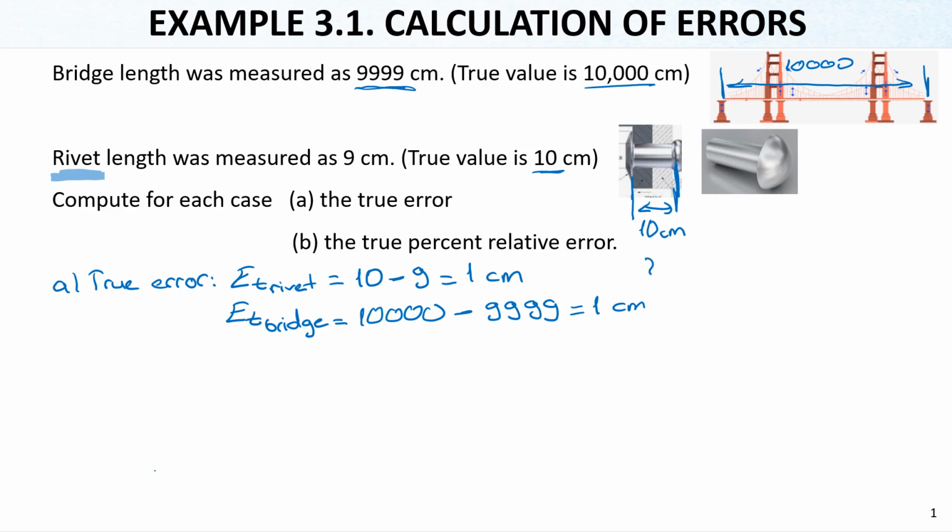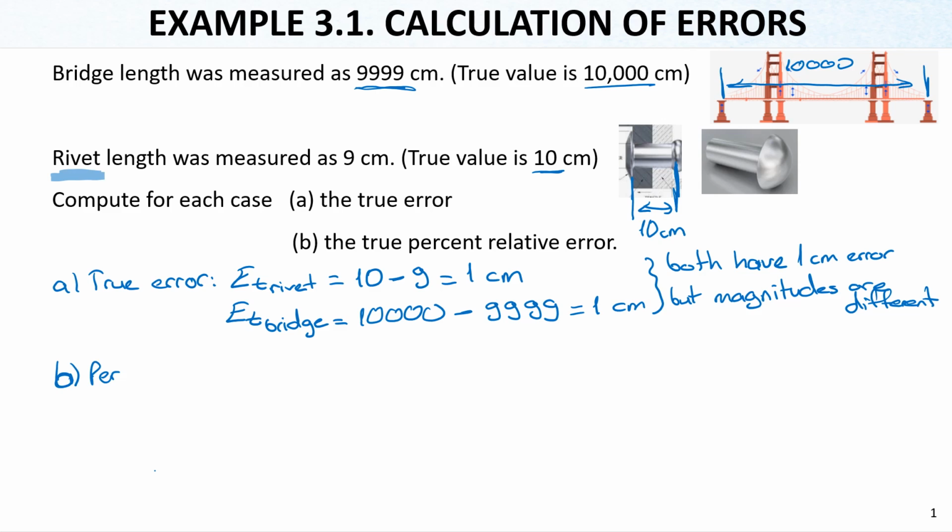So we can say both have a 1 centimeter error, but the magnitudes are different. That's why we want to use the relative percentage error, or percent relative error.